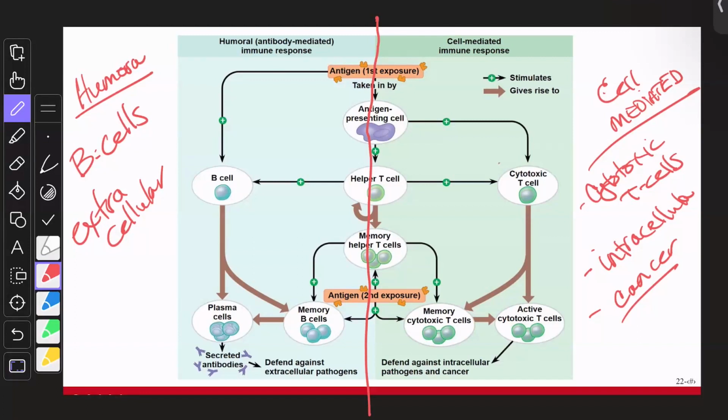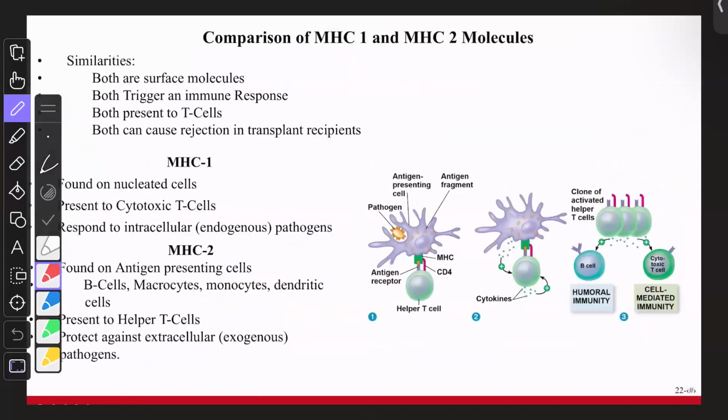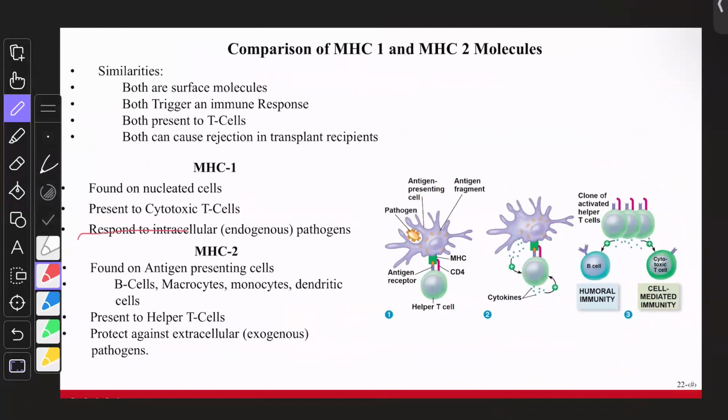Let's do the easy one. What about MHC1? MHC1 presents directly to the cytotoxic T cells. So this is definitely MHC1, right? Can I have MHC1 on the other side? No. MHC1 only presents directly to cytotoxic T cells. MHC1, but it's on nucleated cells itself.